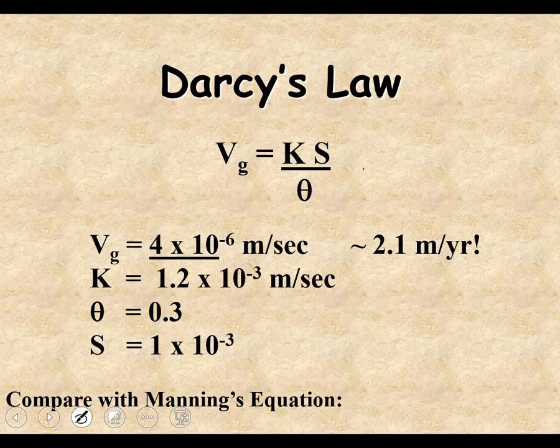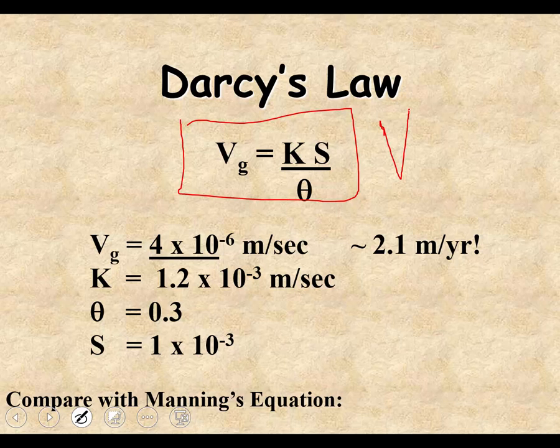is very slow. While we're at it, compare this equation to Manning's equation. In Manning's equation, V is proportional to slope, inversely proportional to the roughness, and that constant of proportionality is the hydraulic radius. So both of these are equations that we use to determine the rate of flow. One for surface water, or the velocity of flow, and from that the rate. One for surface water and one for groundwater.